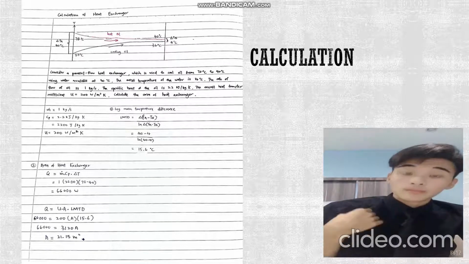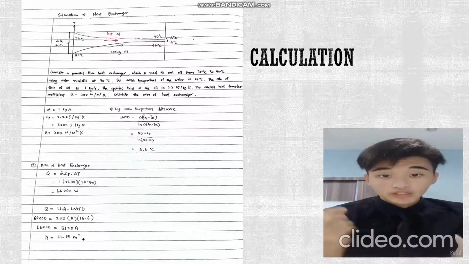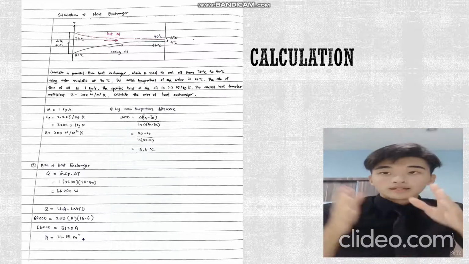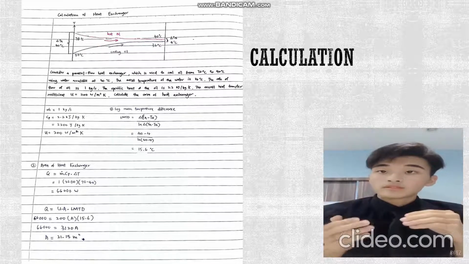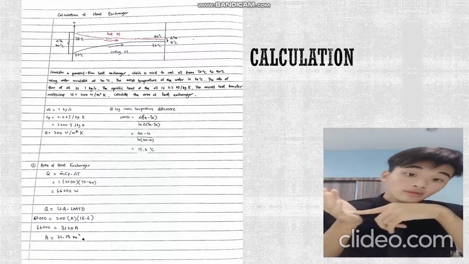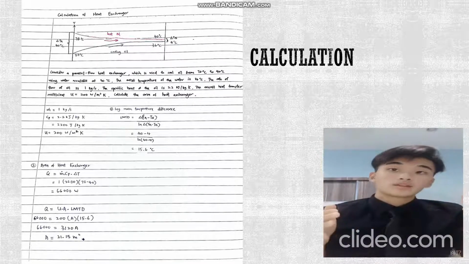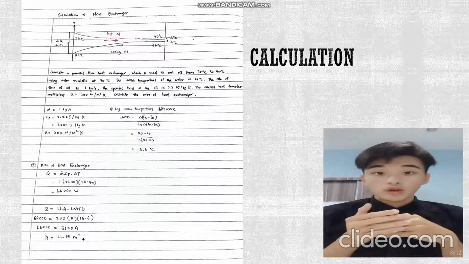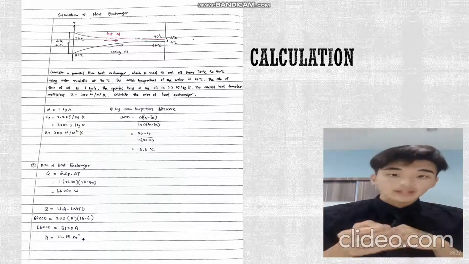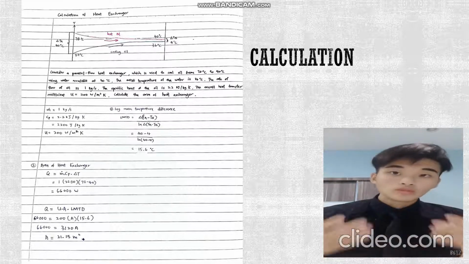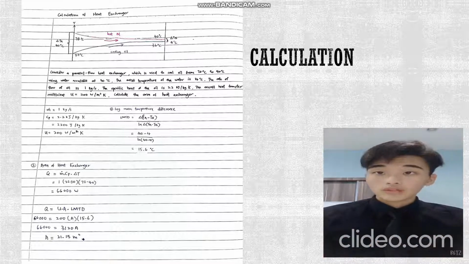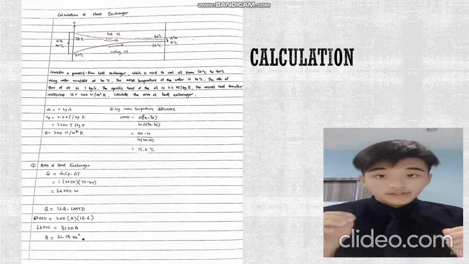So next, I'm going to explain the calculation of heat exchanger. There is a diagram given and a paragraph given. The diagram gives a few temperatures, like inlet and outlet temperature for hot oil and cool oil. Consider a parallel flow heat exchanger, which is used to cool oil from 70 degrees to 40 degrees using water available at 30 degrees.